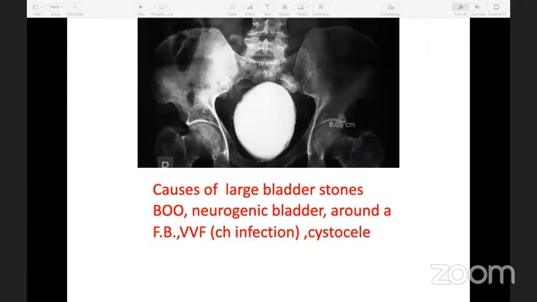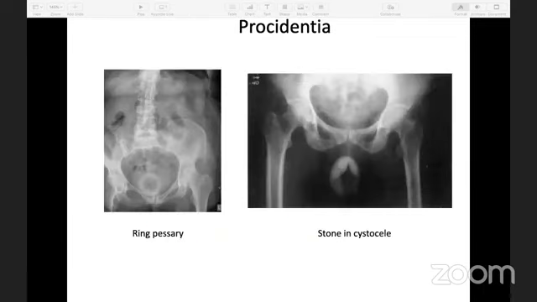Etiology of large bladder calculi includes bladder outlet obstruction, neurogenic bladder, formation around a foreign body, vesico-vaginal fistula with chronic infection, and cystocele. This is a patient with procidentia. The left side film shows a ring pessary to reduce prolapse, and the right side shows a large calculus in the associated cystocele.